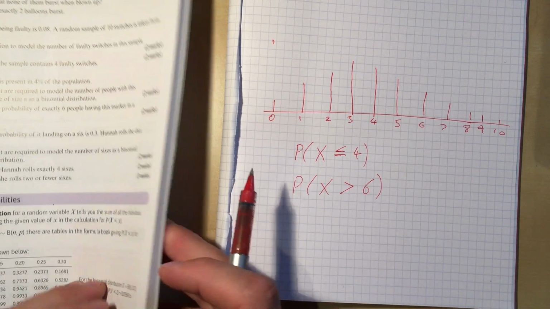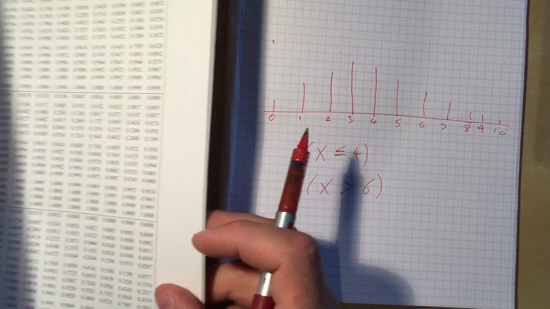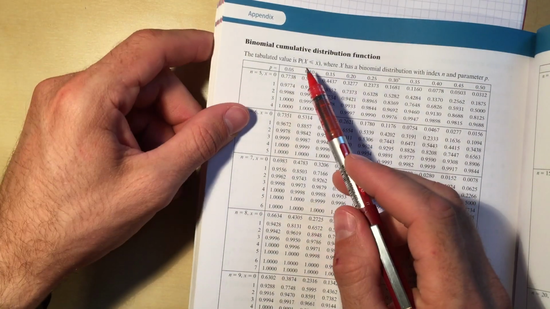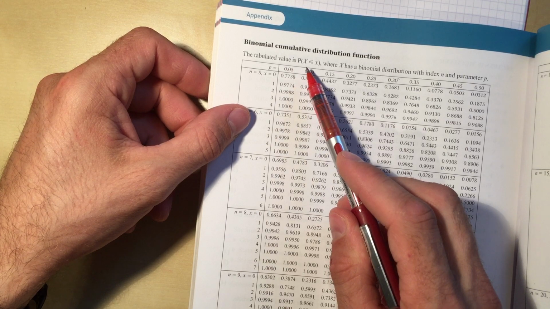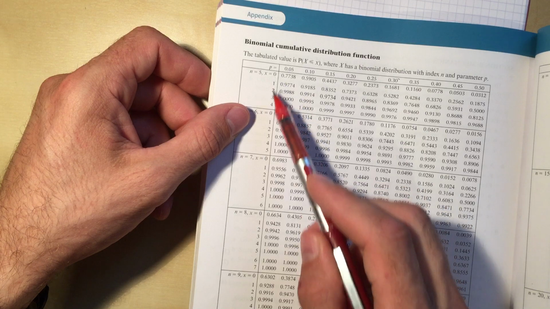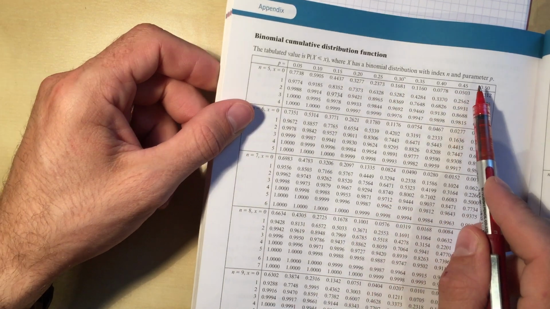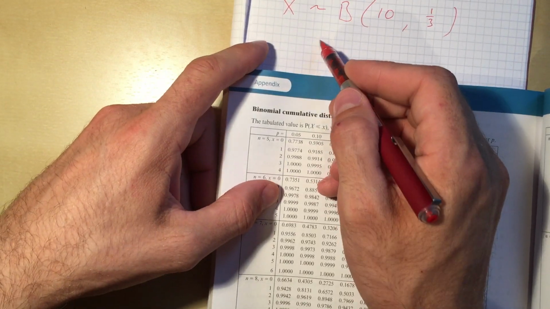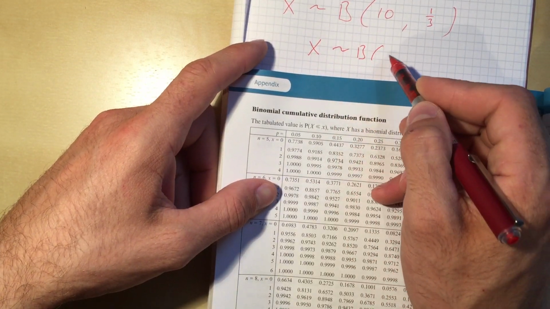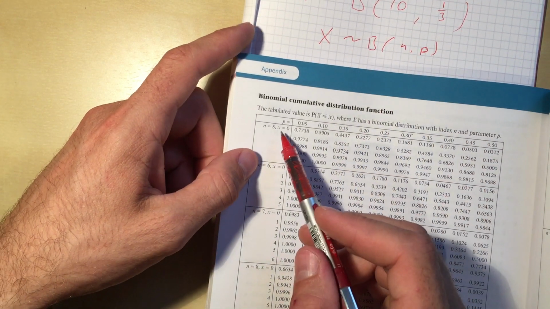Now, if we go and look at the tables in the back of the book, if you've understood everything so far about binomial, then this should make sense just from looking at this bit of the table. So let's have a look at what it says. It says, the tabulated value is the probability that the random variable X takes the value less than or equal to the value little x, and the little x is the value given in the table, where the random variable, capital X, has a binomial distribution with index n and parameter p. In other words, we have a random variable X, which is distributed with a binomial distribution B(n, p), and n and p are given in the table.